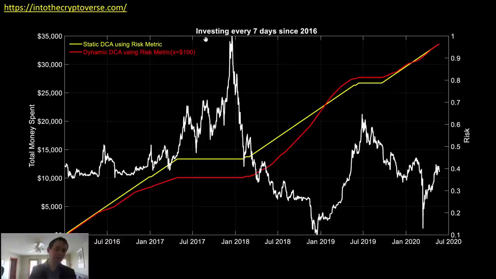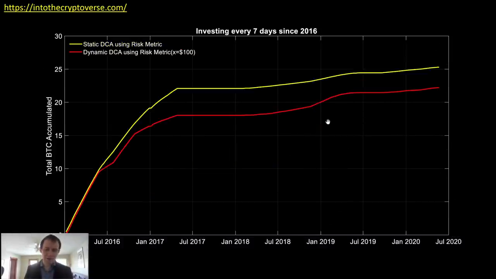But I'll remind you, if you go back to 2013, originally doing it statically would have been better, but it only took a few more years before the dynamic approach took over. So here's 2016. You can see that you were only really getting into more money doing it dynamically until 2019, because the risk levels were just so much higher. And therefore, you would have accumulated just a few more Bitcoin. So instead of having 25 Bitcoin statically, had you done it dynamically, you'd be sitting at around 22 to 23 Bitcoin.